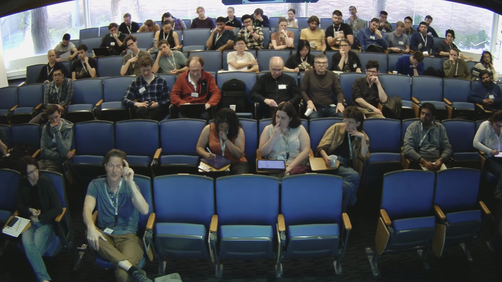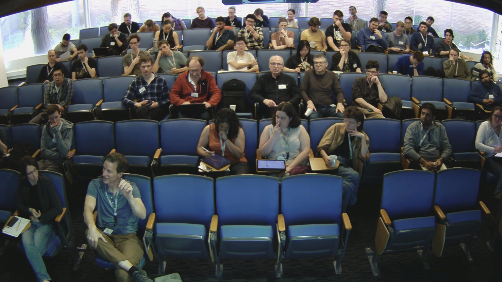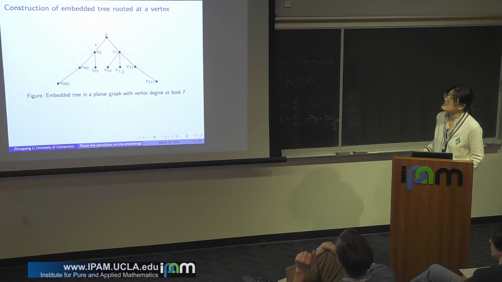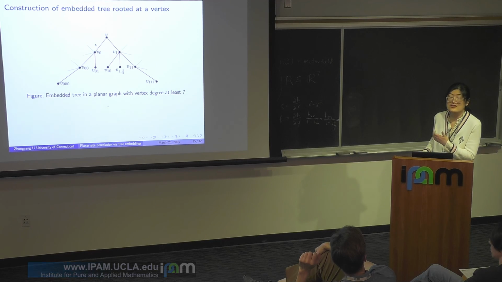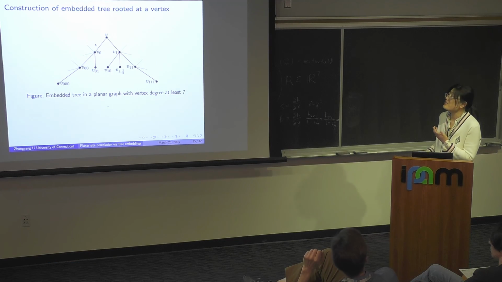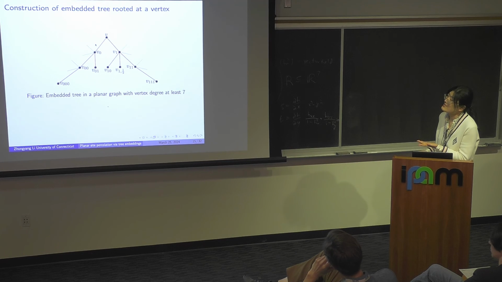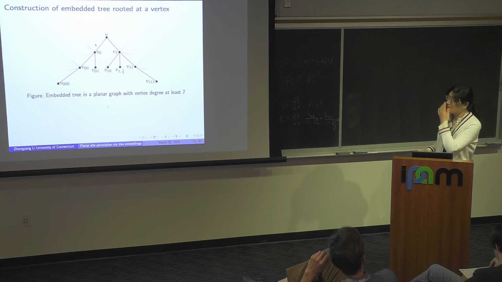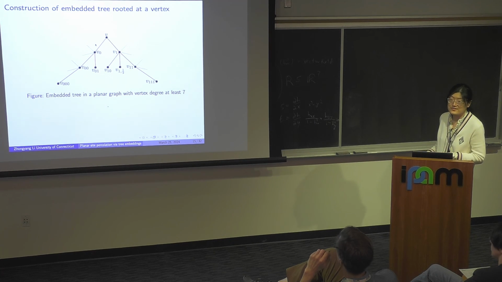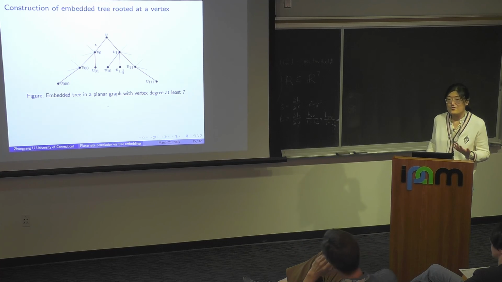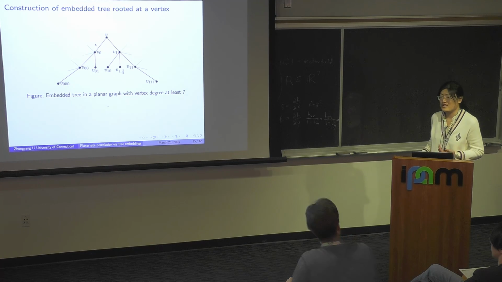Sorry, I missed something. Can you tell us what the hypothesis on the original graph is? It's just a planar graph of degree at least 7? Yeah, in this picture, it's a planar graph with no accumulation points and the vertex degree at least 7. It could also be vertex degree at least 5 and face degree at least 4, but the construction is a little bit different, but you can still construct an embedded tree with critical percolation probability strictly less than 1/2.